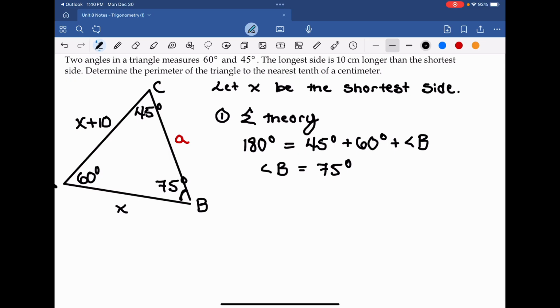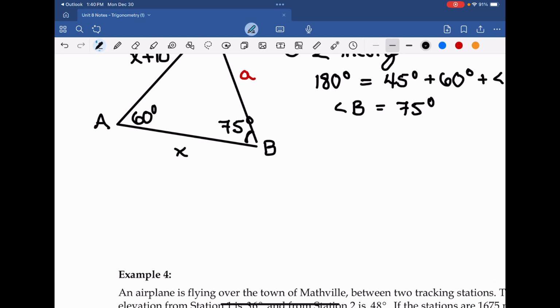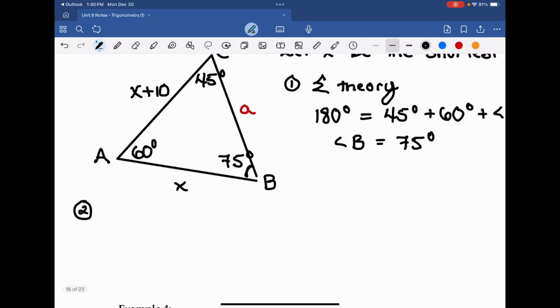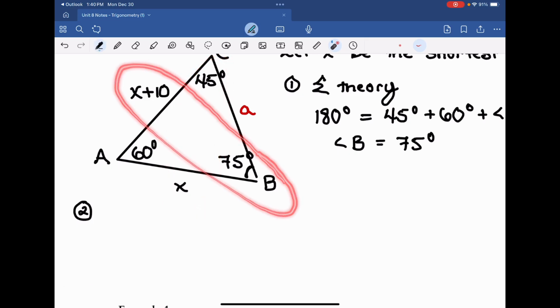We figured out that secondary angle, which is angle B. And from angle B, we now know that we can figure out these other side lengths using the sine law. Now, step number two: we're going to use sine law in order to figure out what one of these possible values is. I'm going to use the pairing of 45 and X, and 75 and X plus 10.